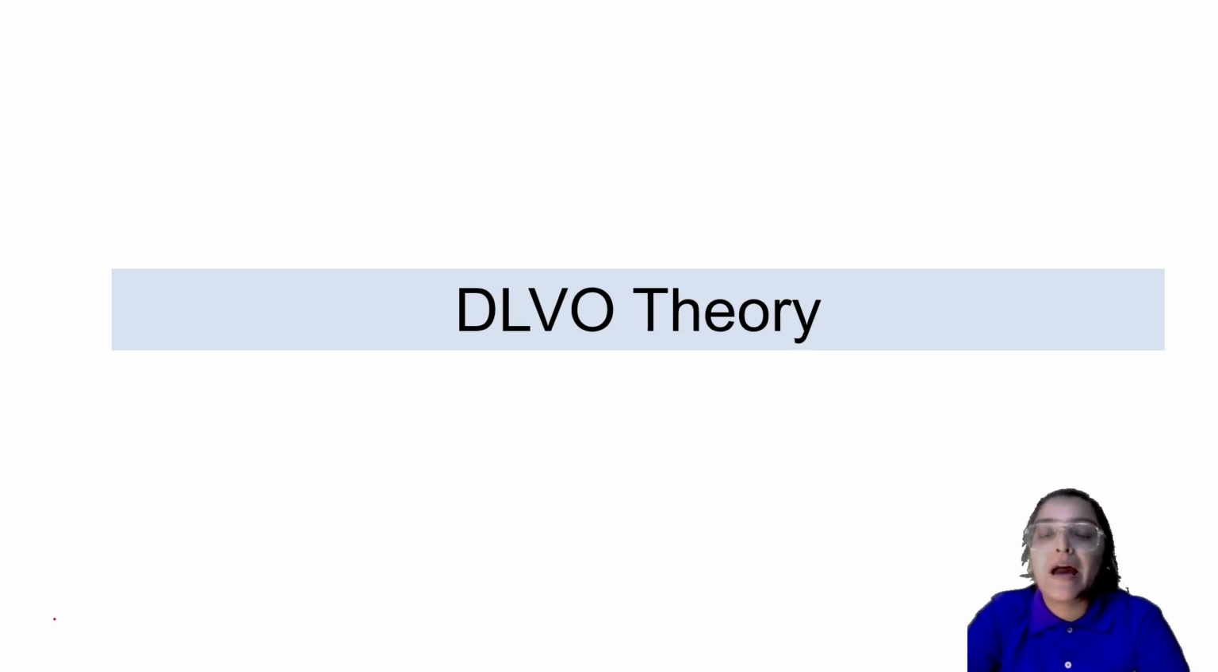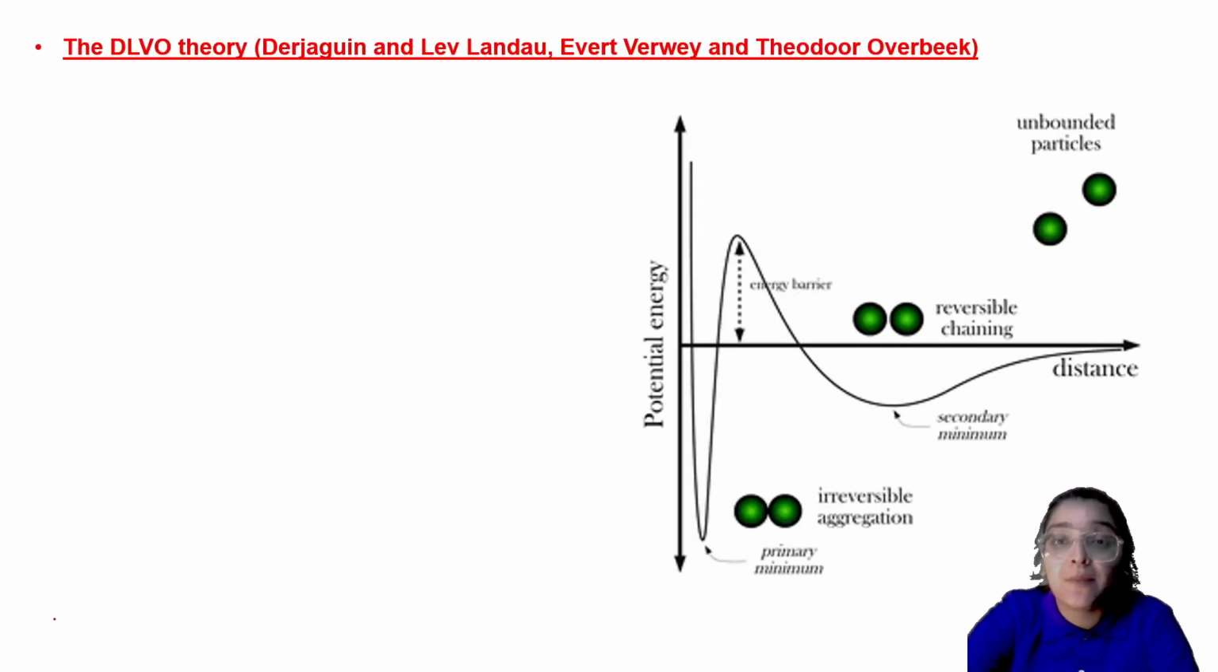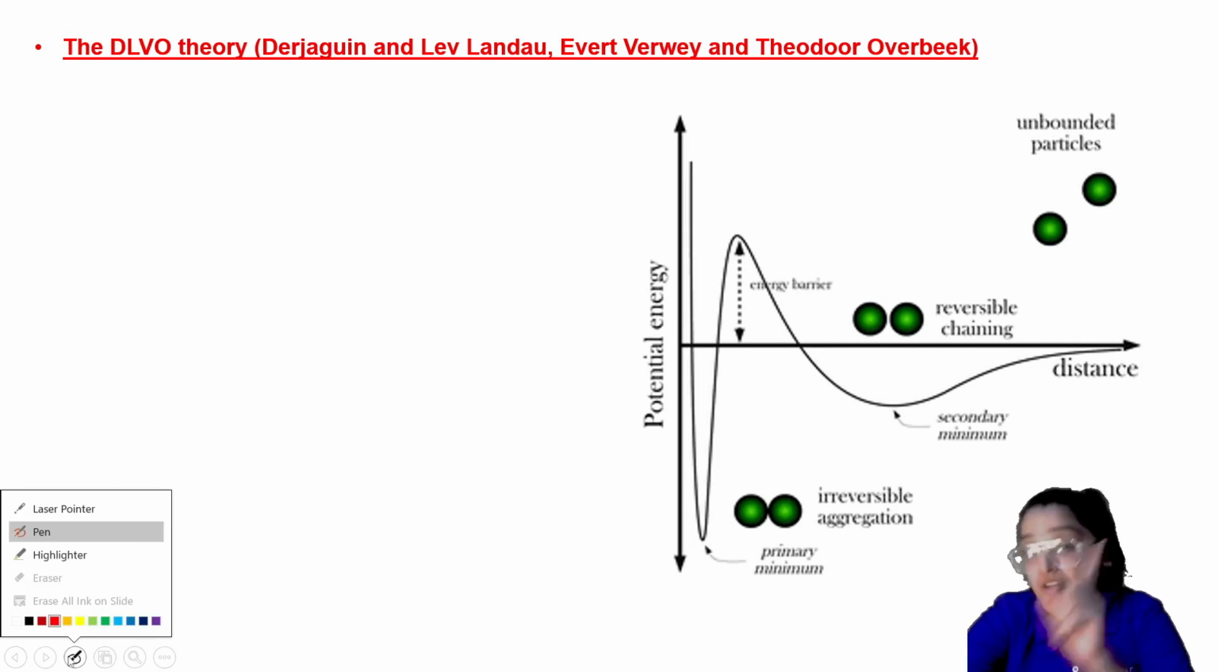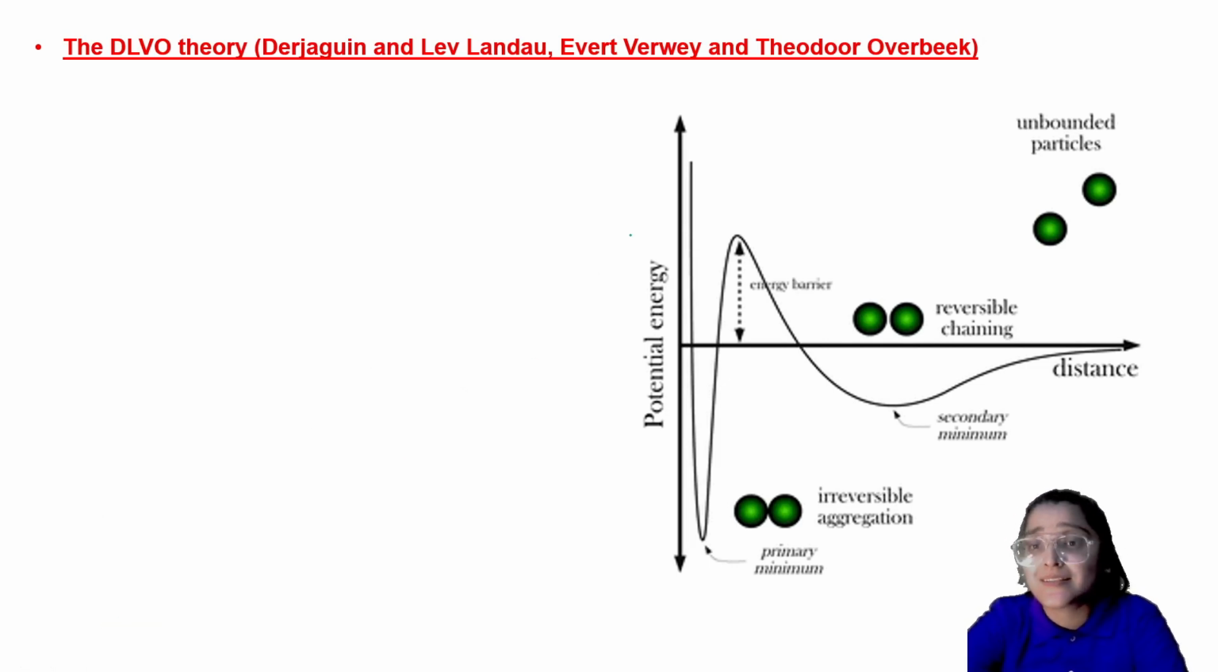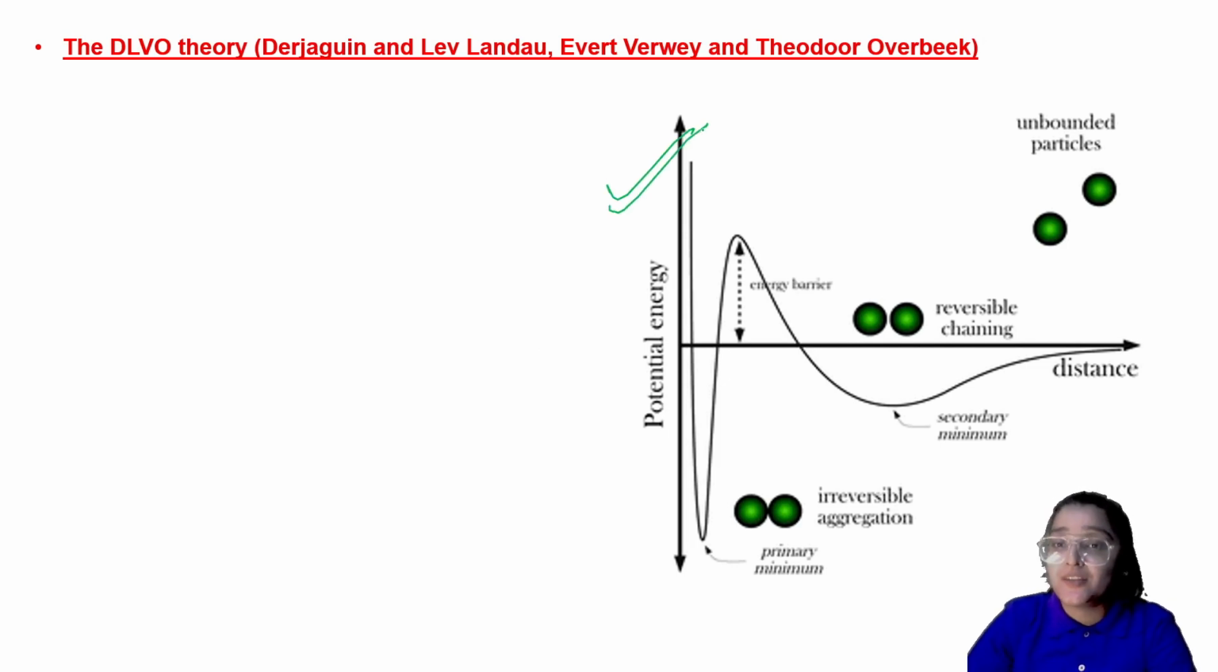So you should have an idea of the DLVO theory, which is named after its scientists. As mentioned above, you can see the names of the scientists listed here, and of course this diagram, which is a potential energy curve, is what we are going to discuss today. But before that, you should know that this theory is based on a very simple phenomenon, that is the particle-particle interaction.